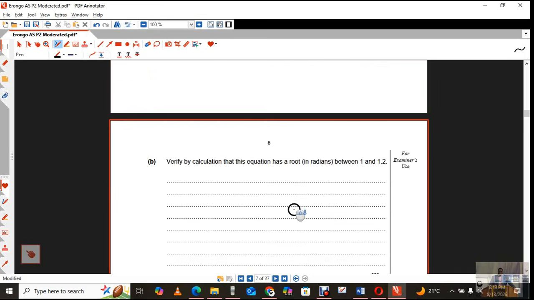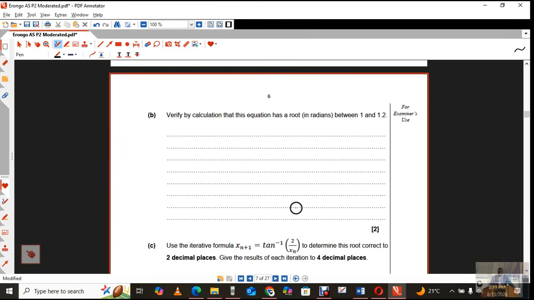So let's get to part B. Now they are saying we should verify by calculation that this equation has a root. What is that equation? Well, the equation was tan x is equal to 2 over x, that there has a root, an answer that lies between 1 and 1.2.